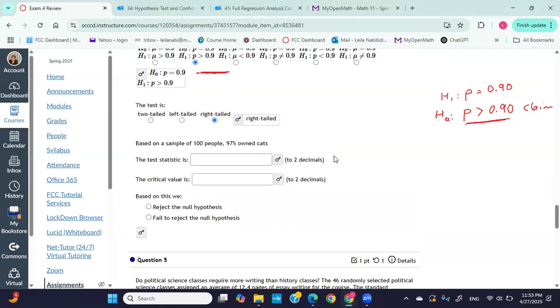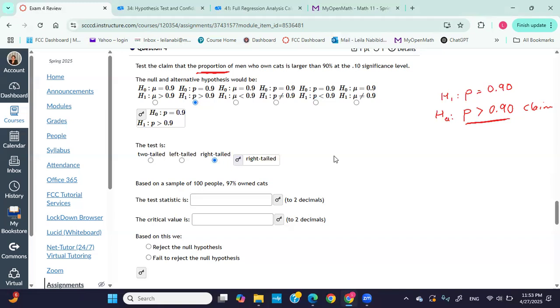Yes. Now it says, if we have a sample of 100 and 97% own cats, that means the sample proportion, p hat, is 0.97. Which means q hat is 1 minus 0.97, which is 0.03. Now you want to find the test statistic. You can write the formula and use it, or you can use an online calculator.